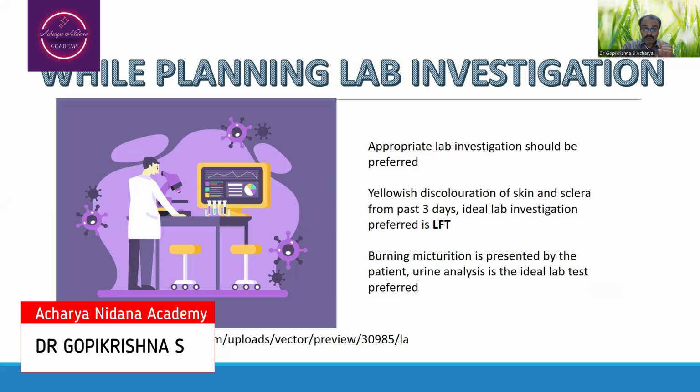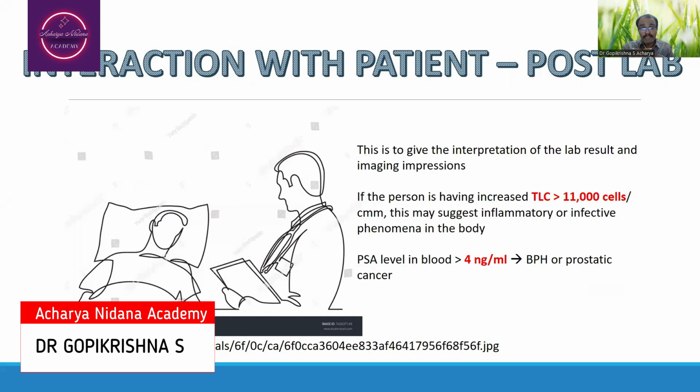So this is how we follow this. And then interaction with the patient after the laboratory investigation. That means you interact with the patient to give the appropriate interpretation of the result. For example, if you get a total leukocyte count of more than 11,000 cells per cubic millimeter, this may suggest an inflammatory or infective condition. The same can be informed to the patient.